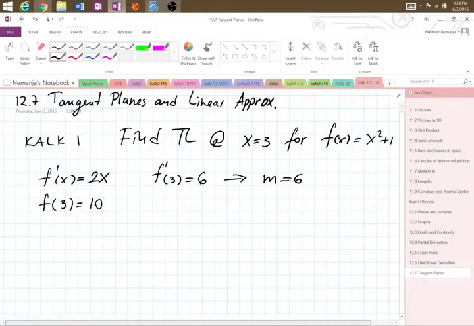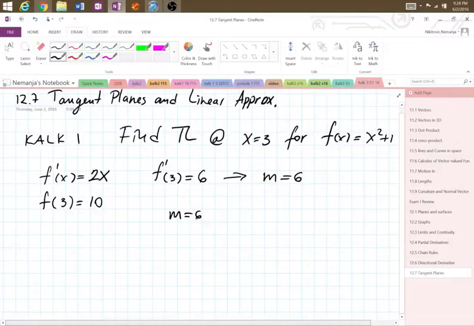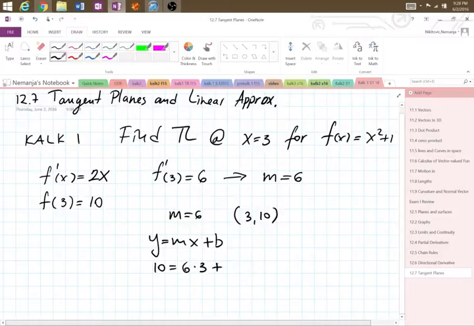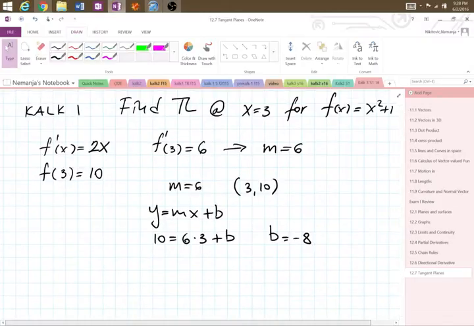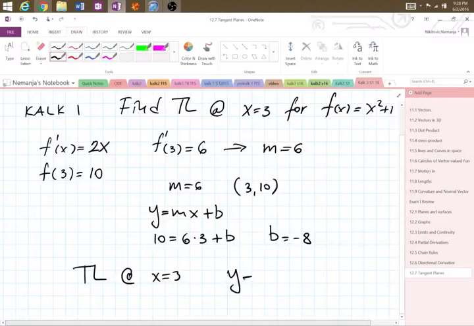And now look what we have. We have m equal to 6, and we have a point (3, 10). So now we can use y equals mx plus b to write 10 is equal to 6 times 3 plus b. So that's 18, and b is negative 8. So the tangent line at x equals 3 is given as y equals 6x minus 8. And that would be the answer.